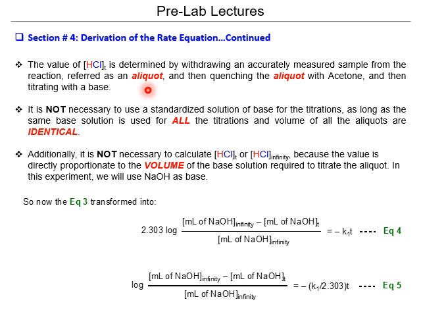Additionally, it is not necessary to calculate HCl at any given moment or HCl at infinity, because the value is directly proportional to the volume of the base solution required to titrate the alkyl. Again, this you will find out experimentally, and we use NaOH as that base. Whatever amount of NaOH you use, that's the same amount of HCl that was consumed, which will tell you about the tert-butyl chloride that was consumed, right? You're basically going to be measuring at time t how much tert-butyl chloride is being consumed.